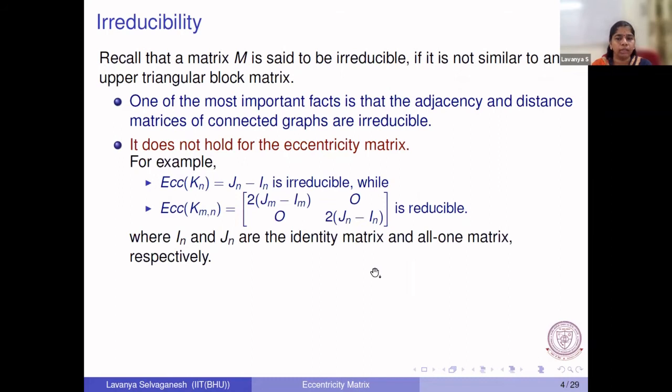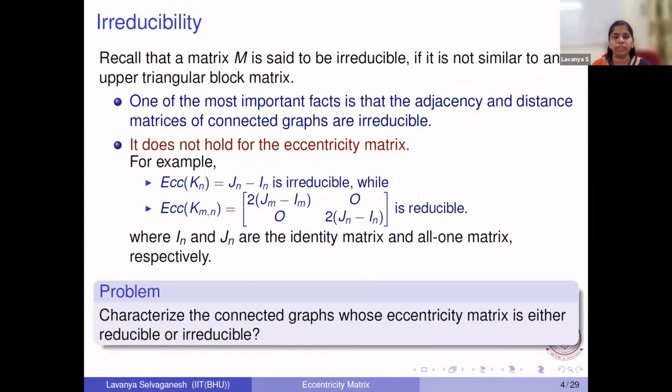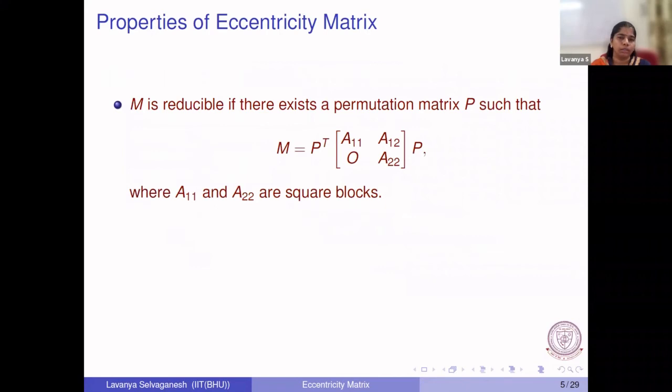So therefore, we can pose this question: characterize all the connected graphs whose eccentricity matrix is either reducible or irreducible. There are some studies, attempts to solve this problem, but of course it's not completely solved. So again, I've given a formal definition of reducibility here.